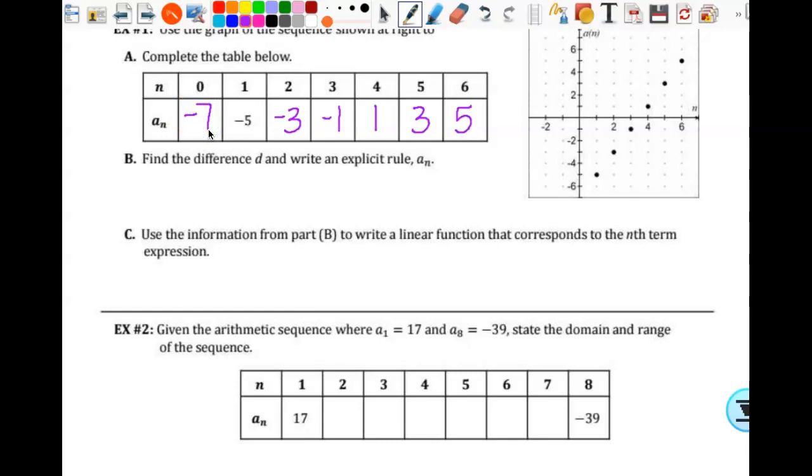Okay, so it says find the difference d and write an explicit rule for a sub n. So d, first of all, is the common difference going to be positive or negative? Positive, because that looks like a positive slope over there, right? What is the common difference? 2. Right? That's how we knew how to find a sub 0. So then we have to write the explicit rule.